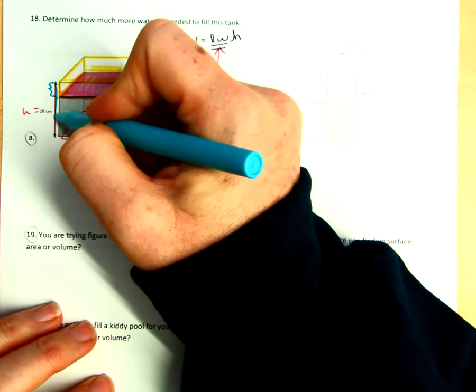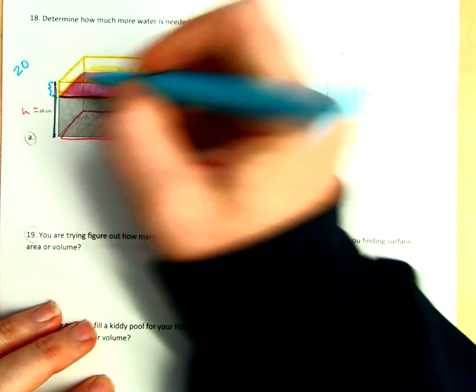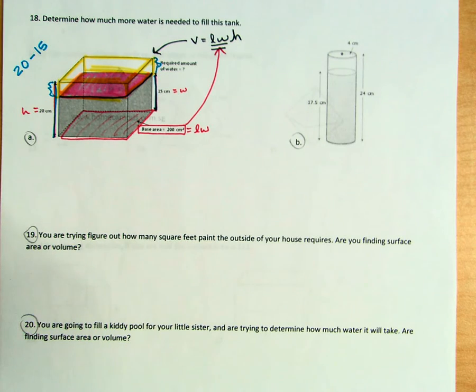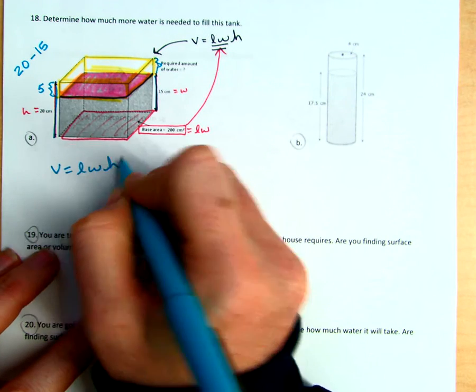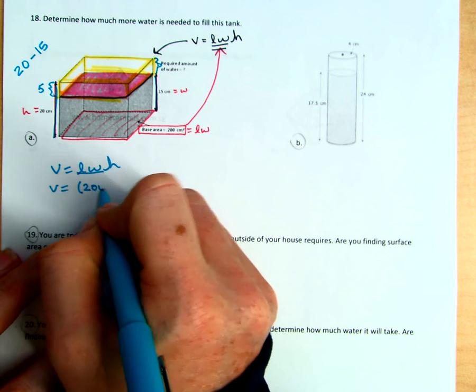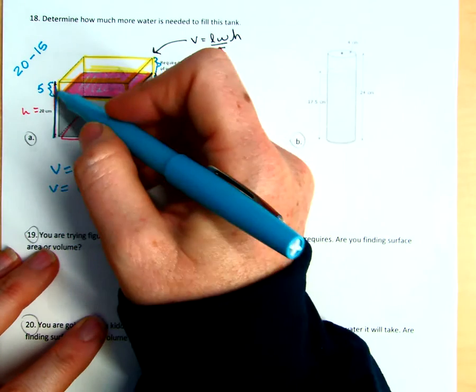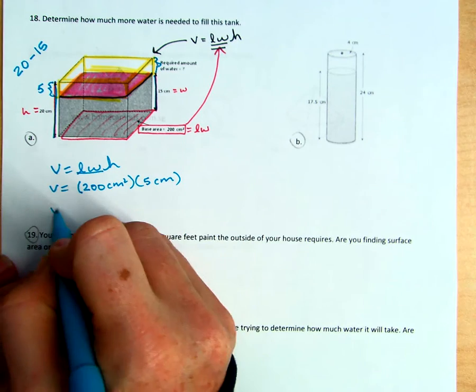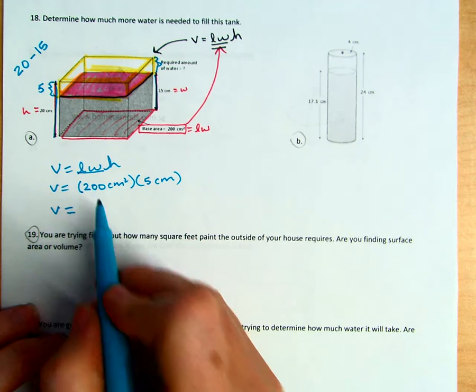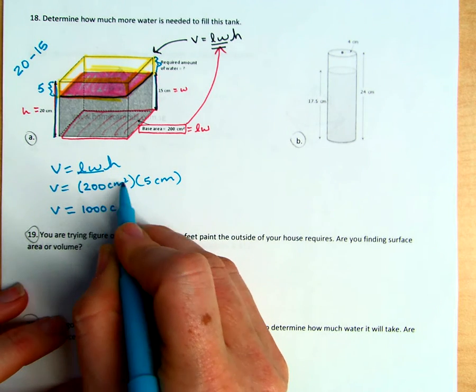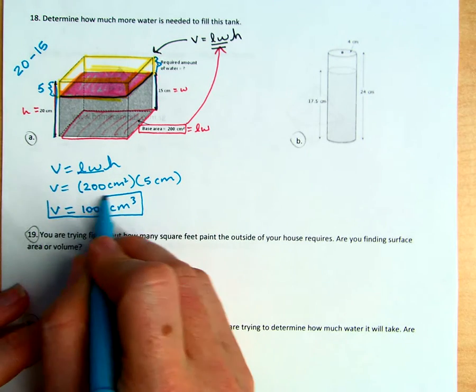If I know the entire height is 20 and the water height is 15, then I can subtract the entire structure minus the water part, and it leaves me with the height of the empty space, which is going to be 5 centimeters. And then I can just quickly do volume is length times width times height. We already discussed the fact that length times width is 200 square centimeters, and the height of this empty part is 5 centimeters. So the volume of the empty space that we want to fill is going to be 200 times 5, which is 2 times 5, which is 10, and then I just need to add a couple of zeros to the end of that. So we have 1,000 centimeters squared times centimeters, or centimeters cubed, more water to add.